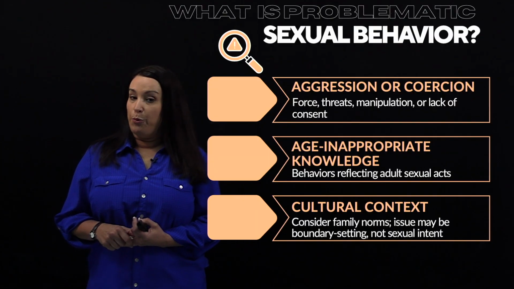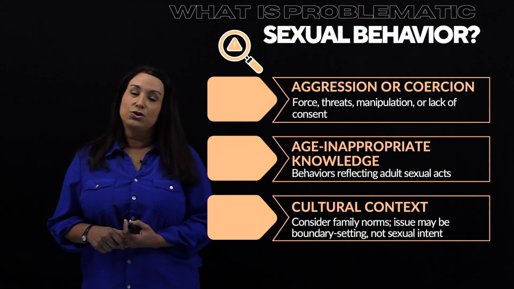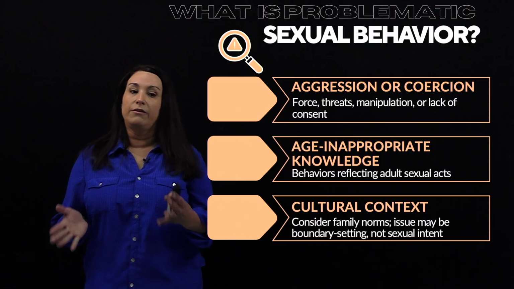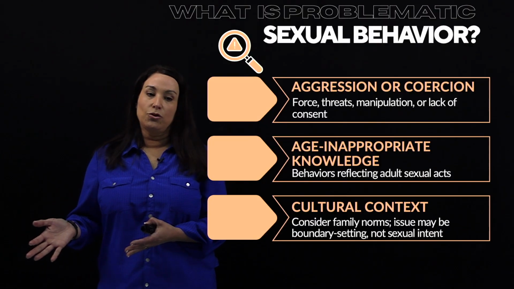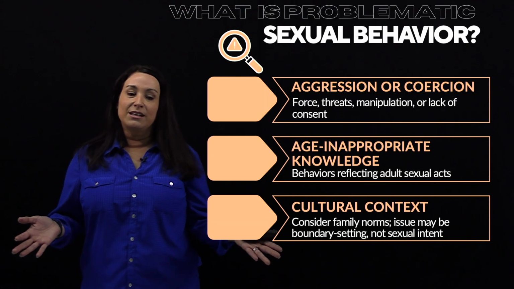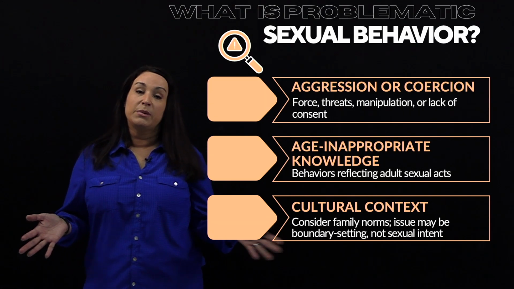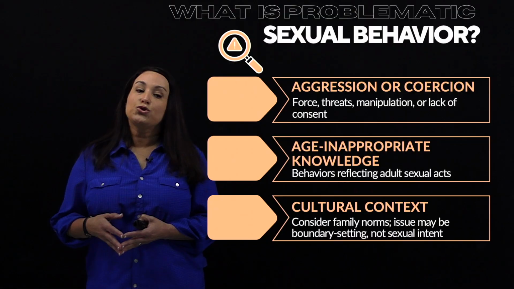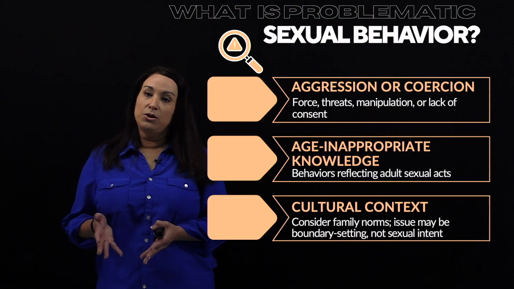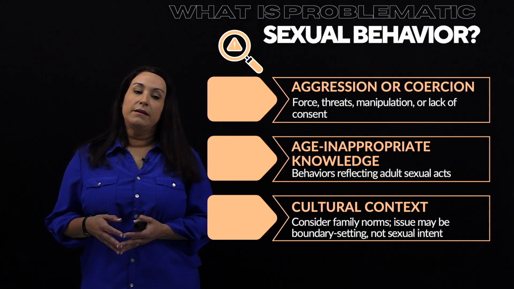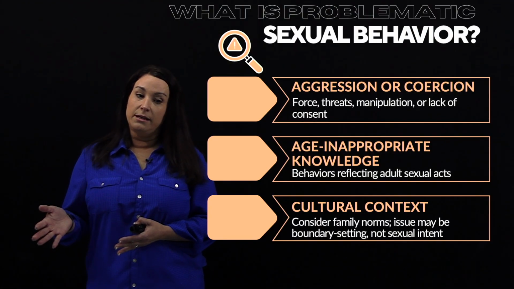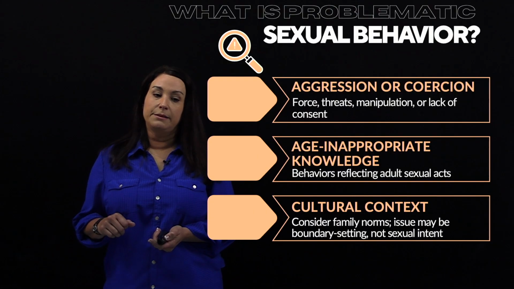And age-inappropriate knowledge, so behaviors reflecting adult sexual acts that are beyond their developmental level. So you're not going to see toddlers simulating adult sexual acts unless they've been exposed to it. And then cultural context. You want to consider the family norms, the culture in which you're practicing, and the issue may be about boundary setting and supervision versus sexual intent.